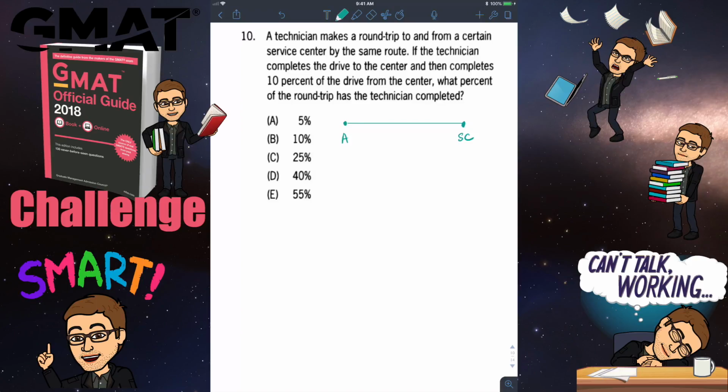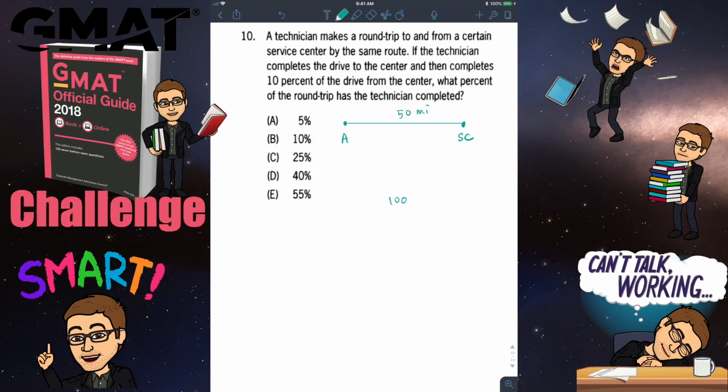Since there are no numbers mentioned in this problem, I can assume the distance between A and the service center is 50 miles. So you just assume it's 50 miles. Then you look at the problem again. So basically a round trip of 50 miles for each part. So the total distance that the technician will be traveling is 50 plus 50, which is 100 miles.